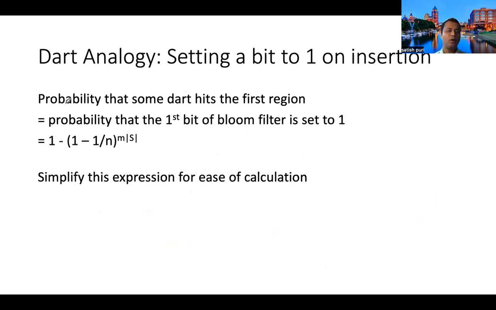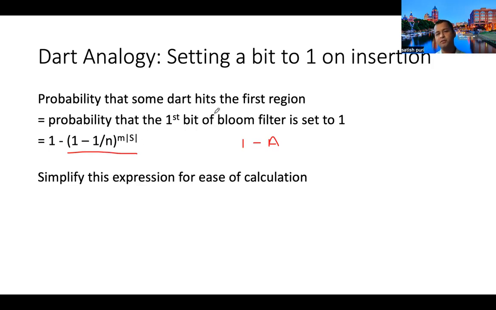Now, what is the probability that some dot hits the first region? Again, we are using the same 1 minus the probability of the event. We know that we calculated this probability before: the first region will not be hit. But still, there is some probability that some dot will hit the first region, right?